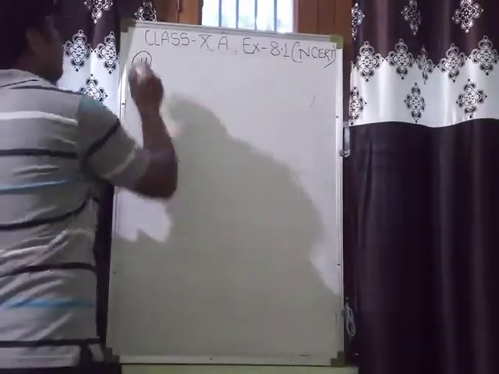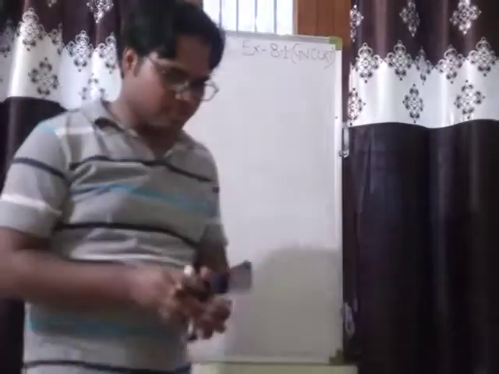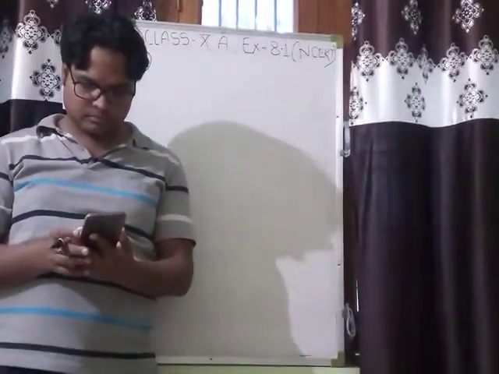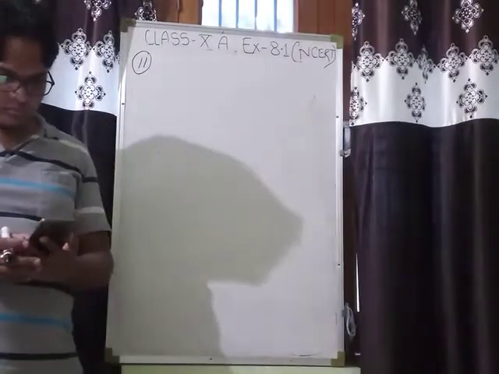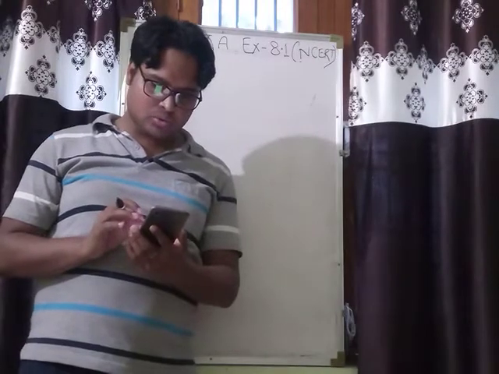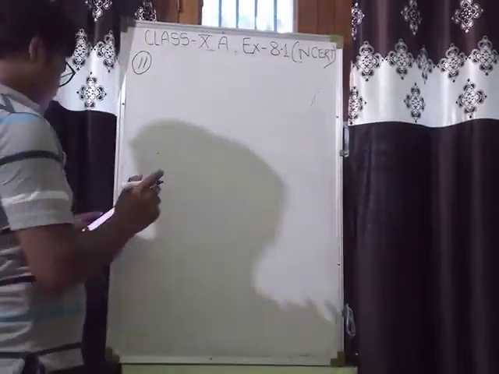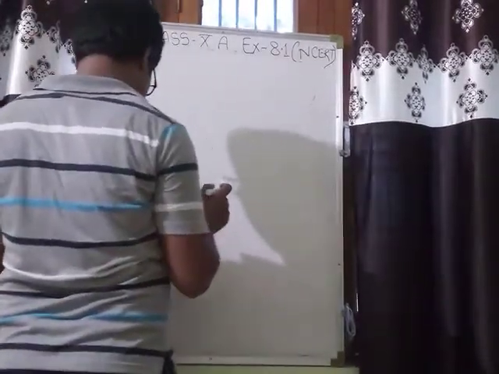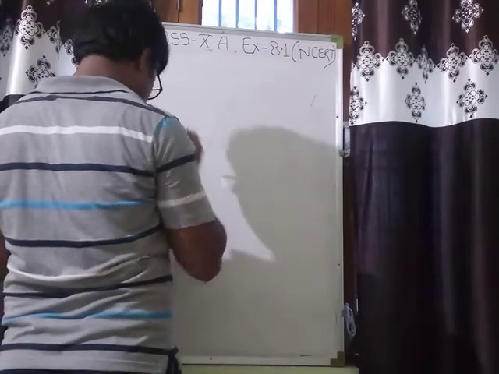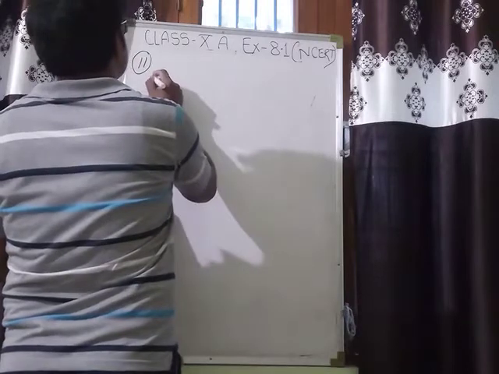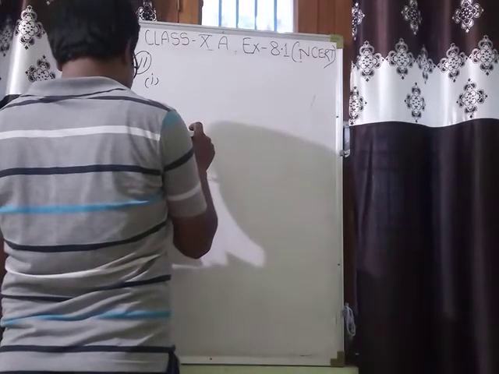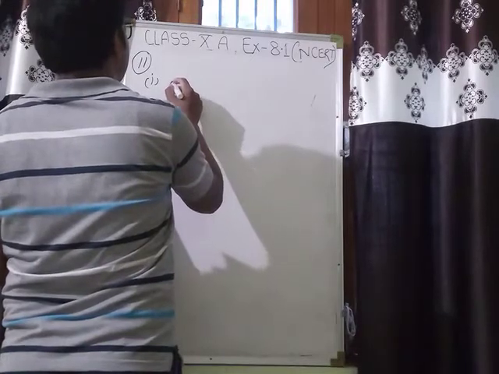Question number 11. What is question number 11? Read everyone. State whether the following are true or false. Justify your answer. First one. The value of tan A is always less than 1.